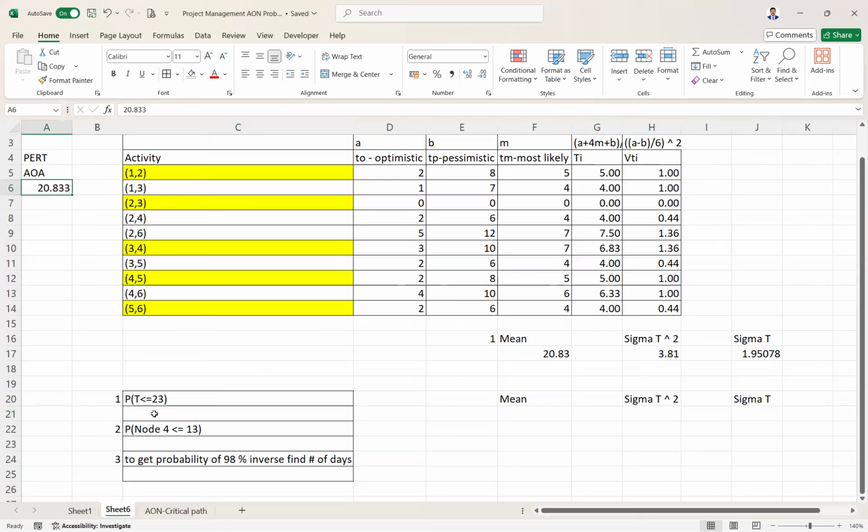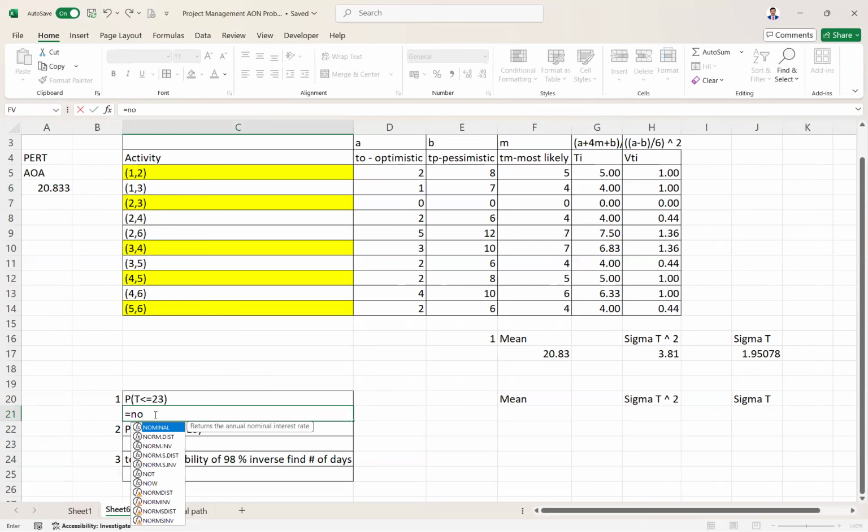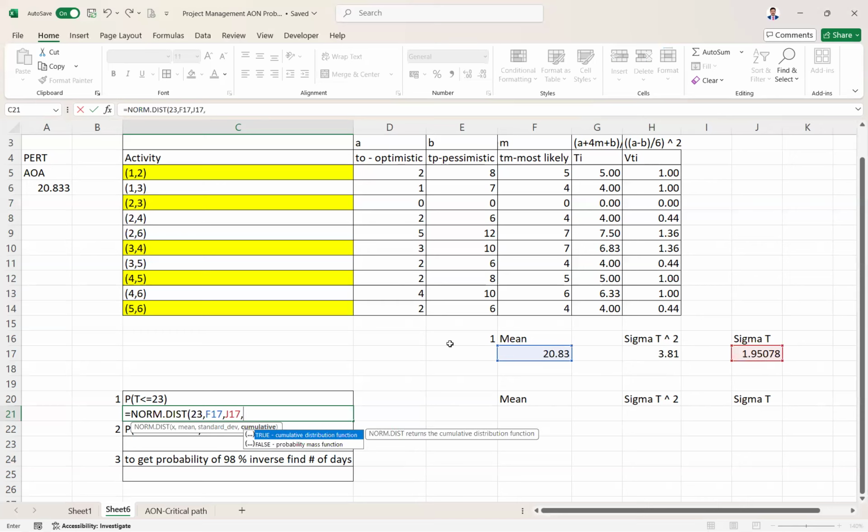So let us calculate its probability, which is norm.dist. This formula, the second one, norm.dist. See what the function is saying: returns the normal distribution for the specified mean and standard deviation. That is nothing but your probability. X is 23 for your 23 days. Mean we have calculated. Standard deviation, this one, because this is sigma square and this is sigma. Then cumulative, the distribution function.